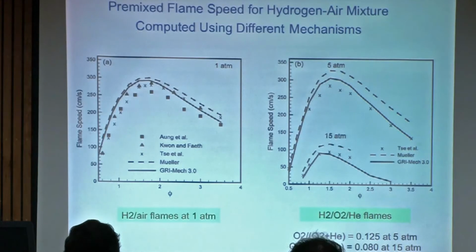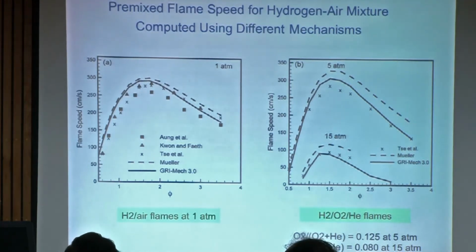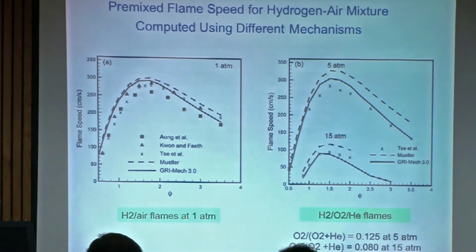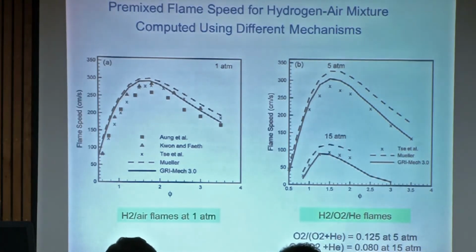I think we were not really interested in helium. This is because the experimental data was for this mixture. Okay. It's a diluent. Yeah, it's used as a diluent. I'll show some results of using diluent. But when you compare with experiment data, you have to use the same conditions. Okay.